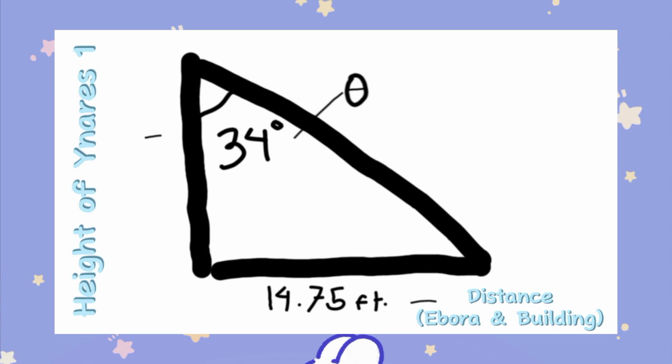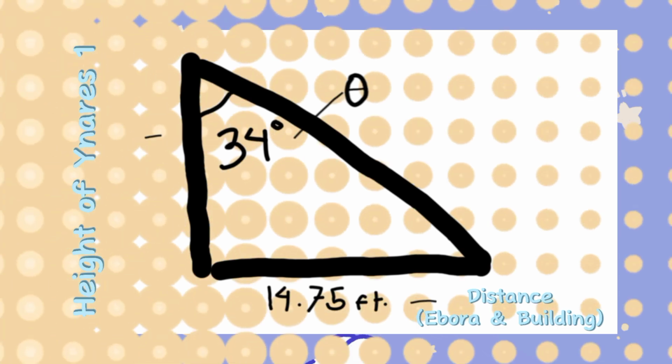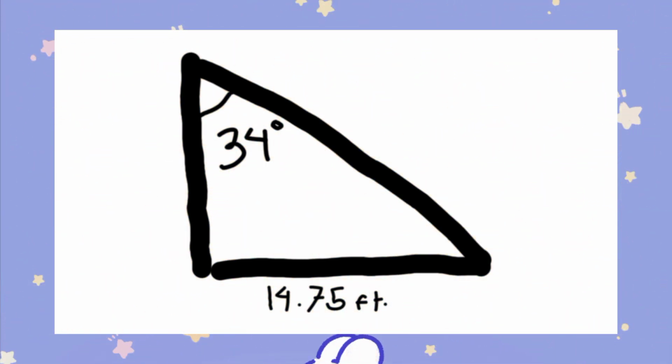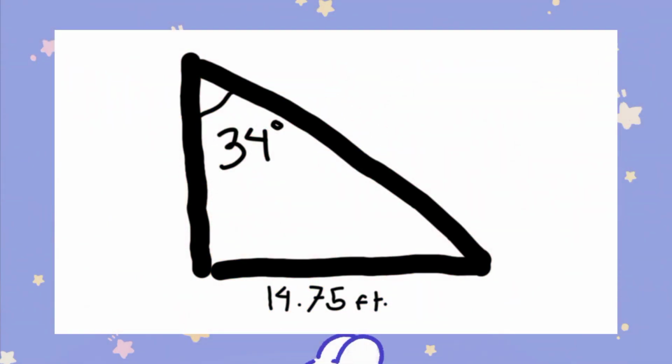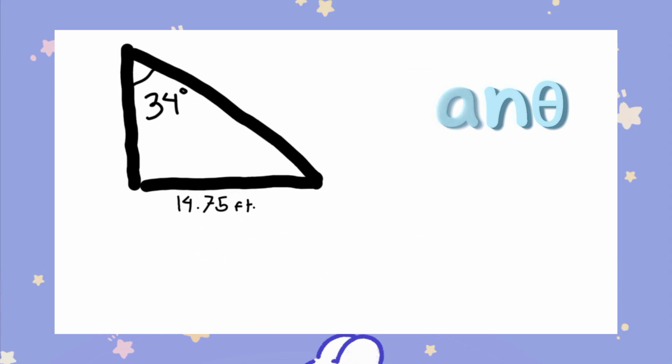Now that we're done taking the measurements, we can start solving for the height of the Inaris 1 building. Using the 34-degree angle as theta, we can determine that the distance between Ebora and the building is the opposite, and the missing height of the building is the adjacent. First step is to determine what trigonometric ratio we'll be using to find the missing height of Inaris 1. In this case, we'll be using tangent theta because our given distance is labeled as the opposite while our missing height is labeled as the adjacent.